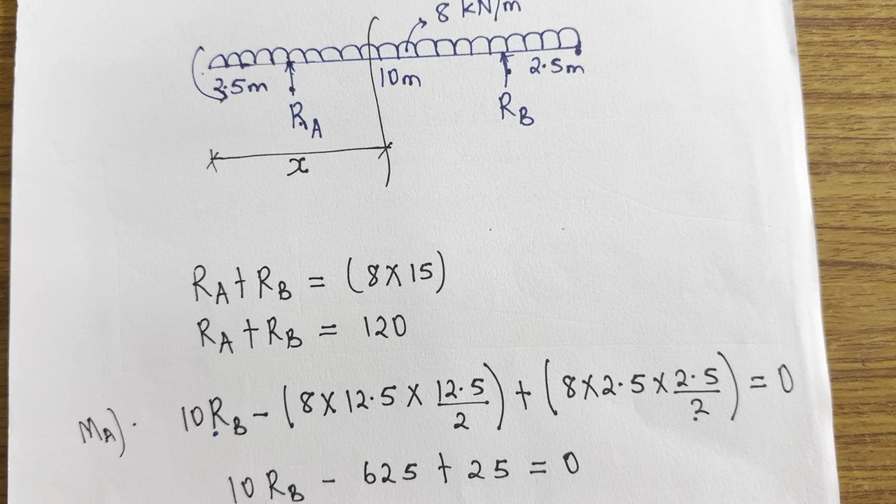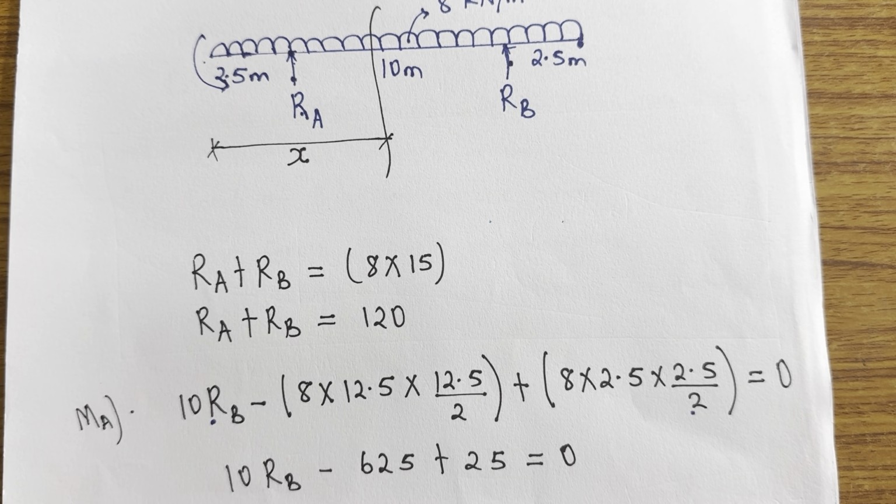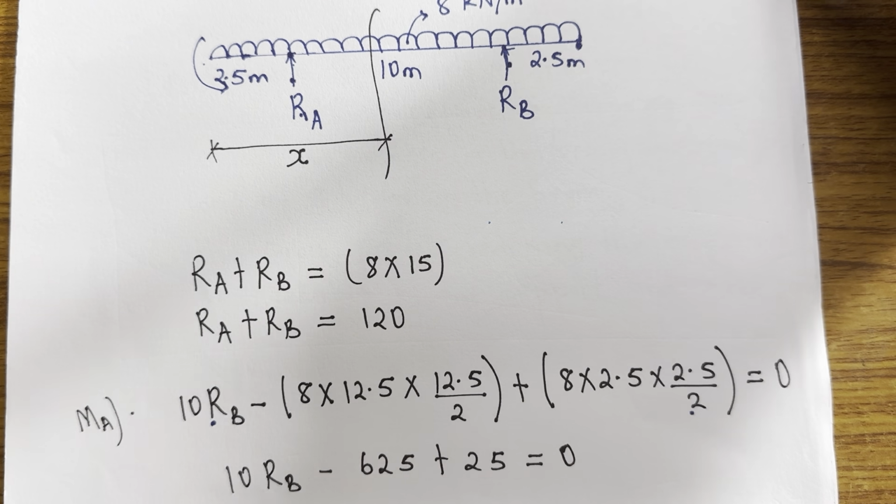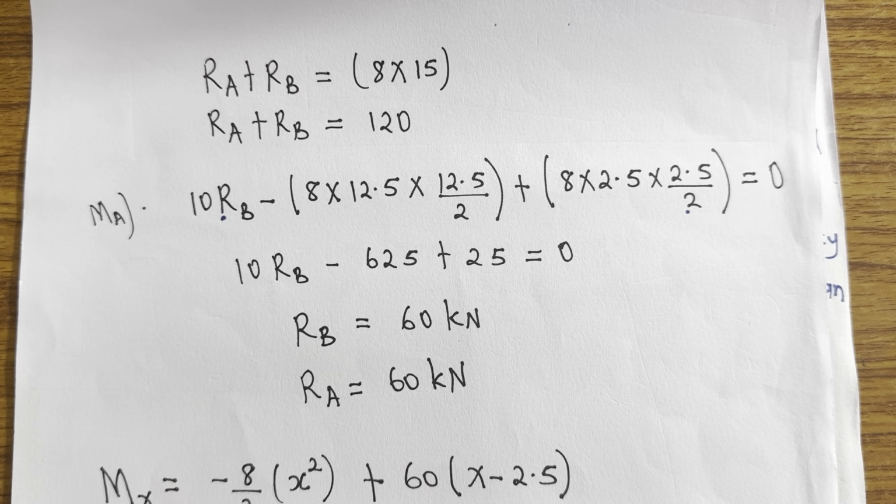Now, I hope you've understood this particular point I've taken. I've taken moment at A, then I've written everything clearly. So now, let's see what will be our particular value of reaction at A and reaction at B. So for the reaction at B, when you simplify this, RB is coming to 60, RA is also coming to 60.